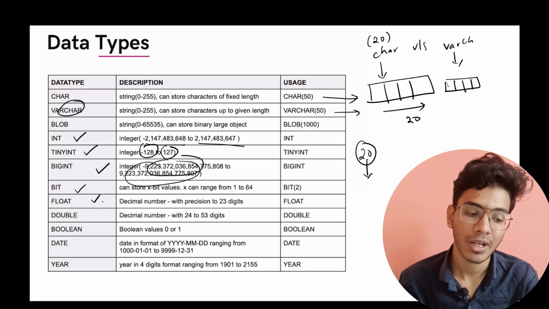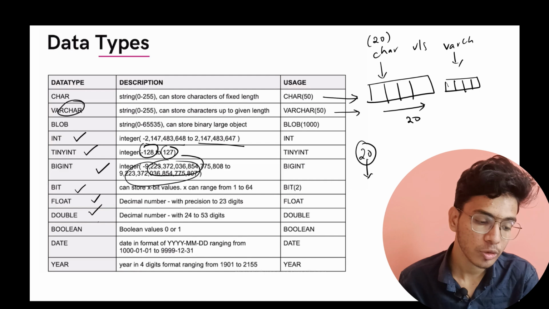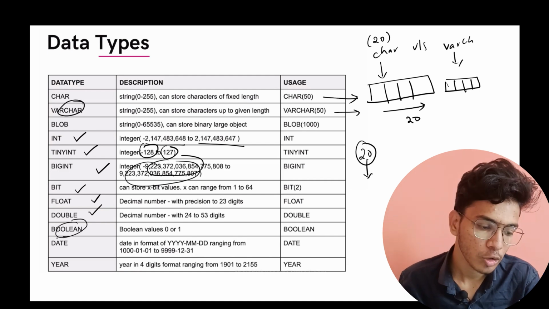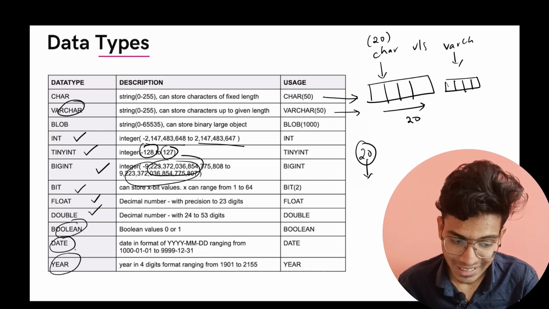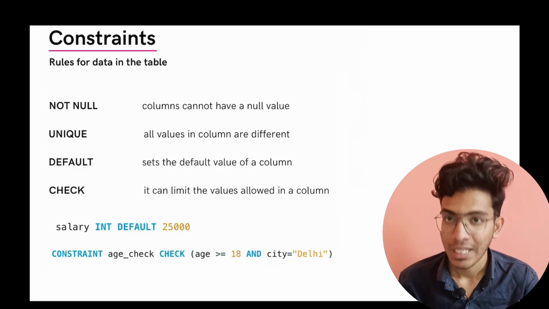Float will store decimal values. If I want to store large decimal values, then I will use double. If I want to store whether one thing is true or false, then I will use boolean. If I want to use date or year, then I will use the date and year data types. This many data types I have in my SQL.